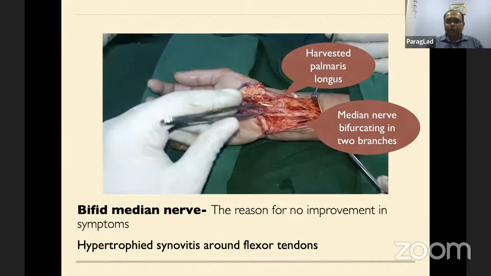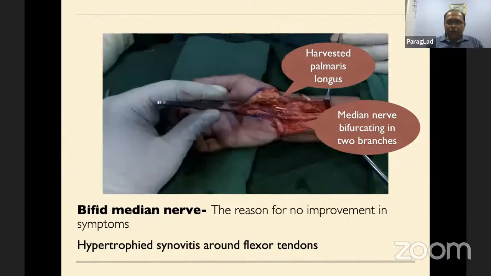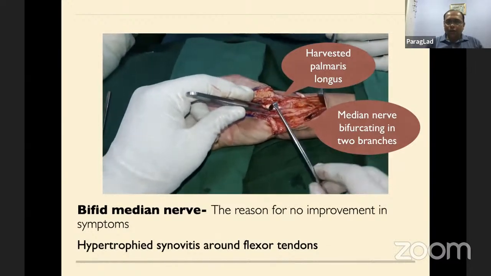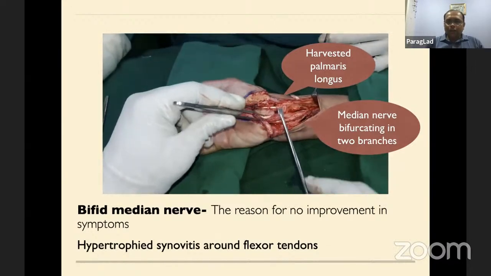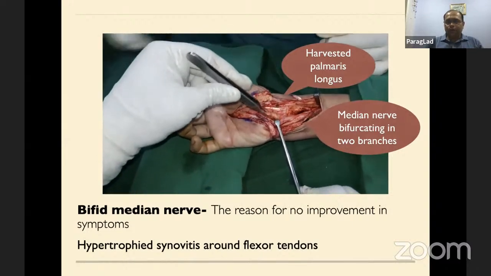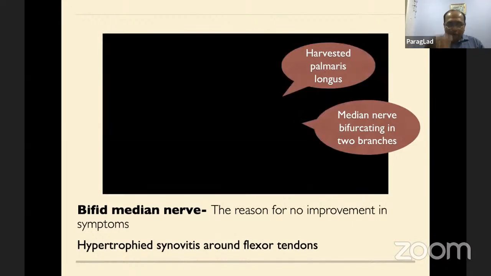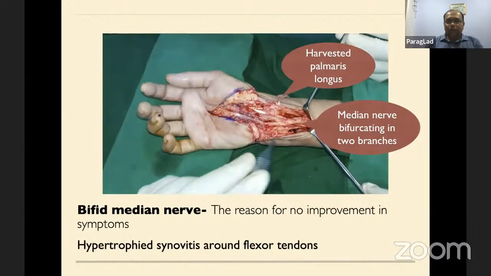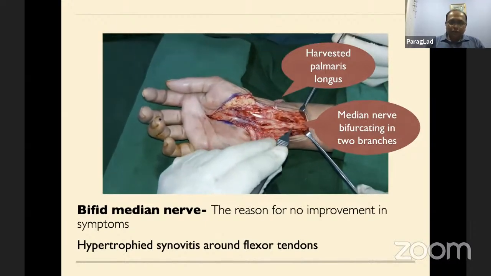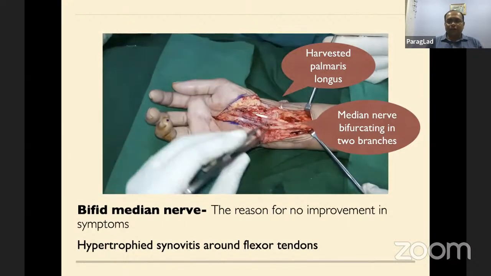That was the palmaris longus that we harvested for gametes transfer. As you see, the nerve also there is looking quite edematous, contused, and apart from that, there was a significant flexor tenosynovial hypertrophic tissue, which was probably missed in the initial phase, and which we learned in today's session with Dr. Bhat: if there is significant pain, apart from numbness and tingling, please keep one doubt in mind that apart from carpal tunnel syndrome, there could be a hypertrophic synovial tissue.